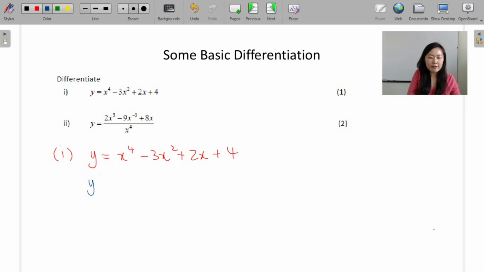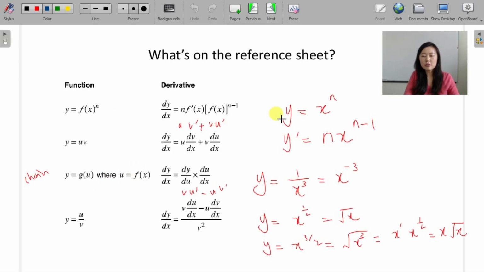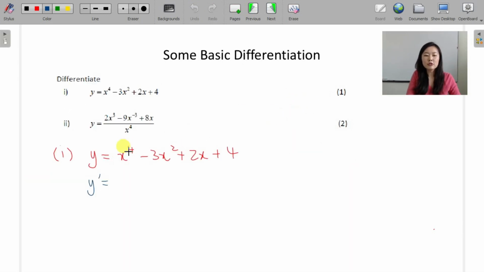So the derivative, y dash. You know that rule? You just apply it to every single term. Yeah? So bring the power down, subtract the power by 1. So 4x cubed. Bring the power down, subtract the power by 1.